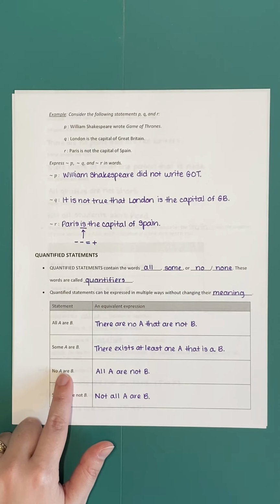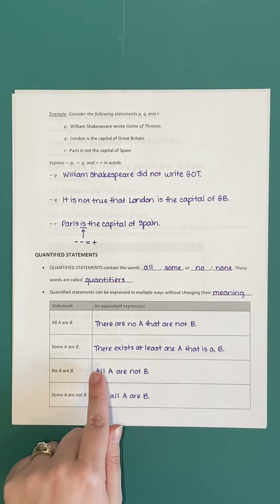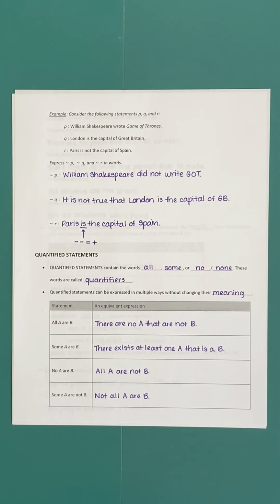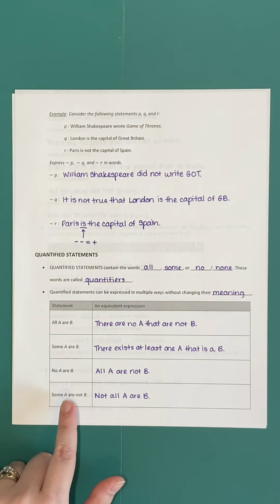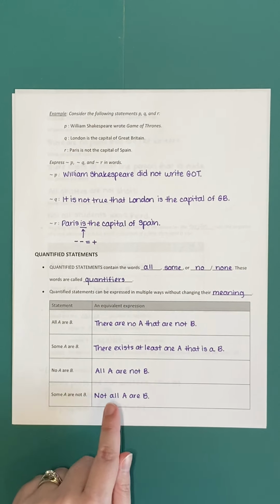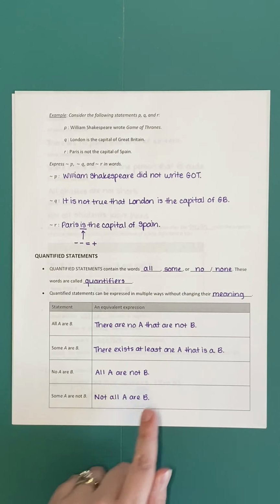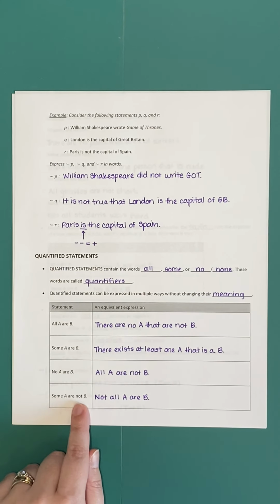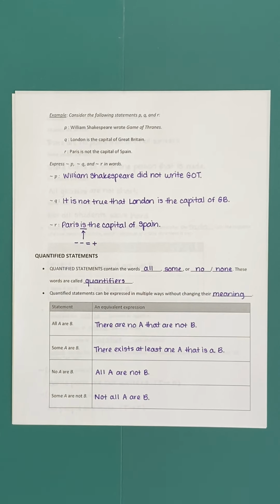No A are B. Another way of saying this is all A are not B. If there are no A that are B, then we can say that all A are not going to be B. Some A are not B. Another way of saying this is not all A are B. If some A are not going to be B, then we can find at least one A that is not B. It's not the case that all A are B.